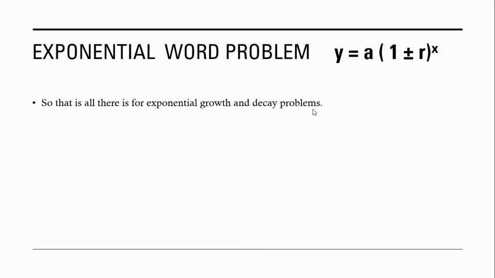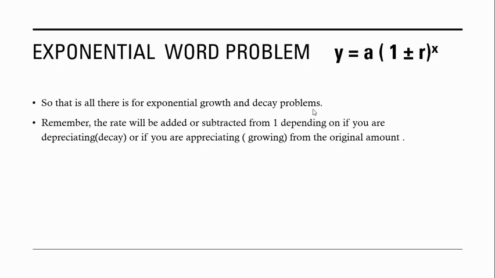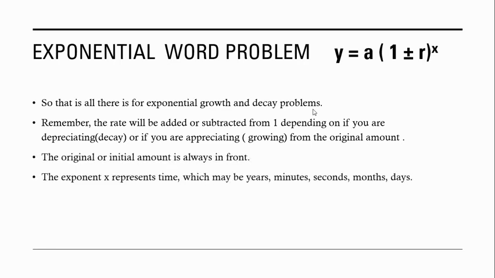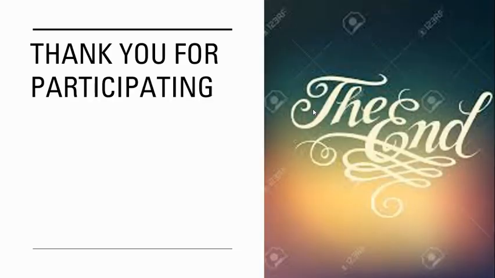So that is all there is for exponential growth and decay problems. Remember, the rate will be added or subtracted from 1 depending on if you're depreciating, decaying, or if you're appreciating, growing from the original amount. The original or initial amount is always in front. The exponent represents time, which may be years, minutes, seconds, months, or days.